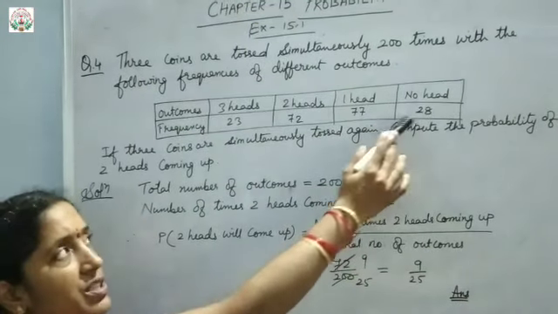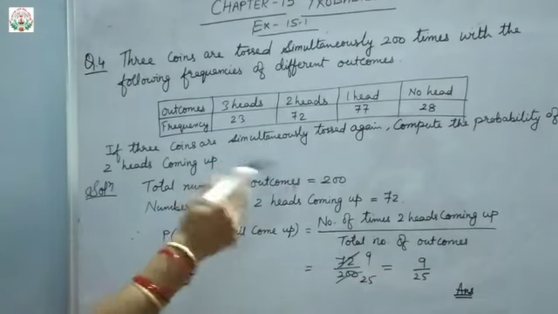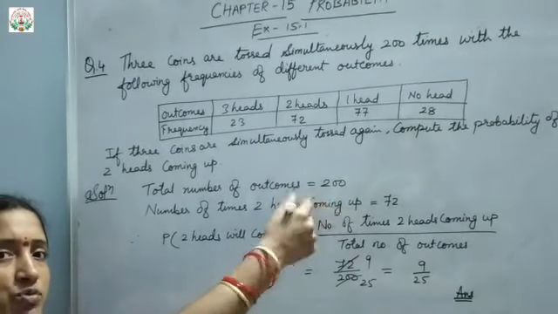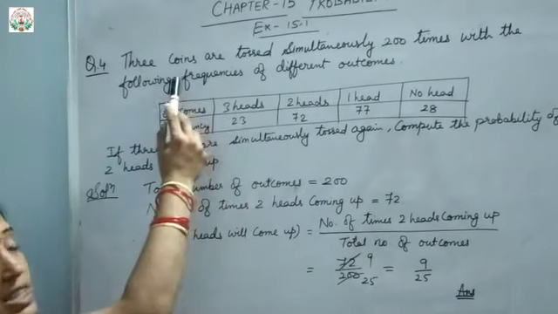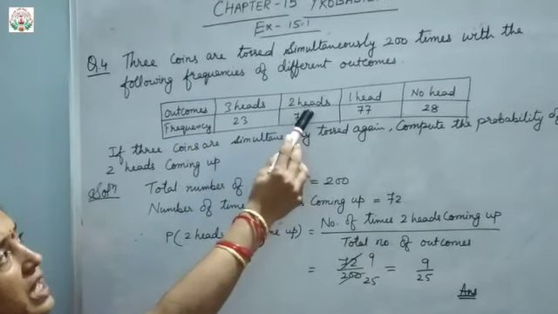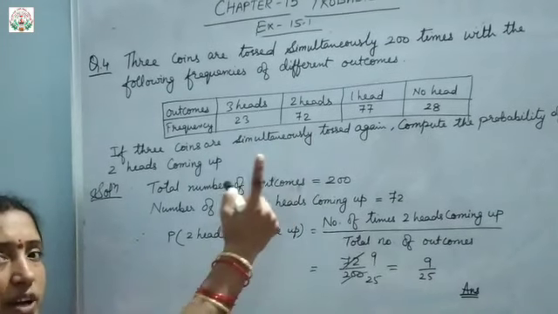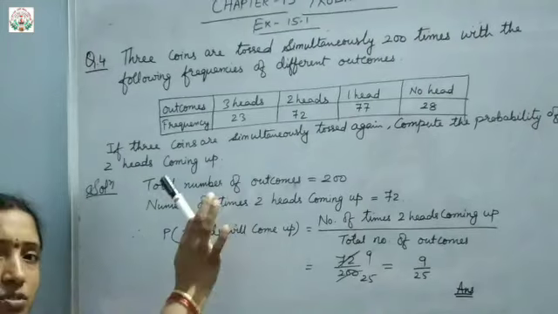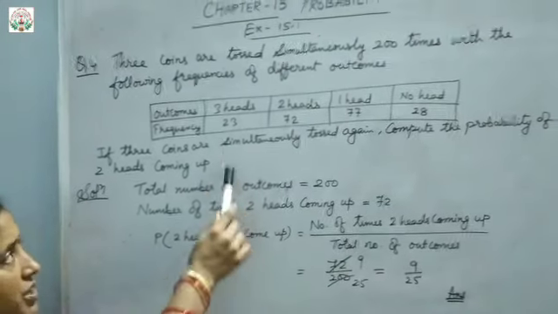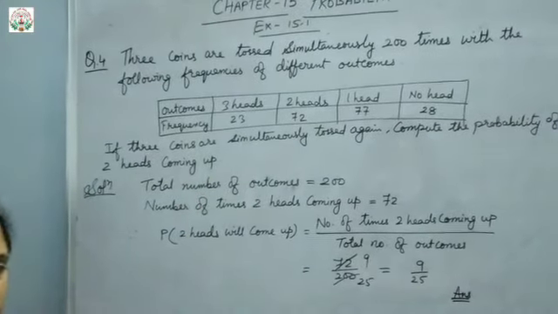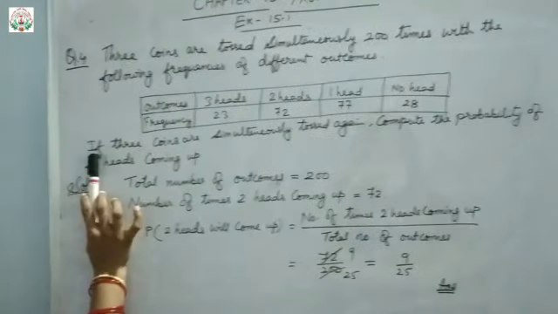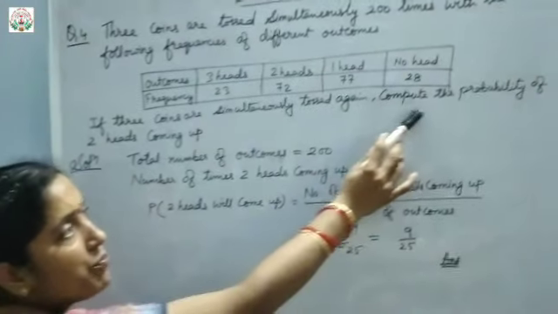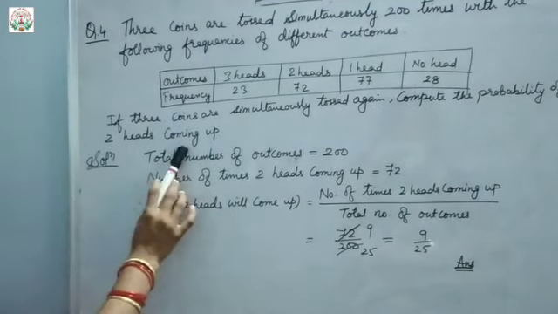No heads means all 3 attempts were tails only. 1 head means the other 2 attempts were tails, because 3 coins are tossed. And 2 heads means 1 is a tail. And 3 heads means all 3 coins showed heads only. That came 23 times. Now the question goes like this: if 3 coins are simultaneously tossed again, compute the probability of 2 heads coming up.